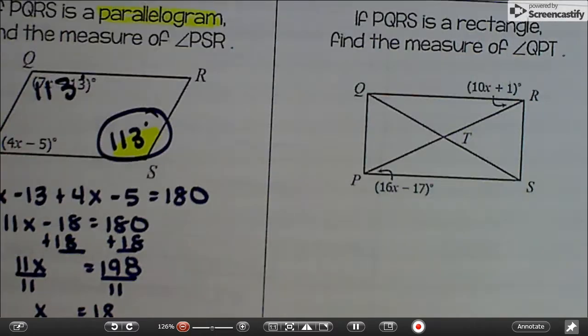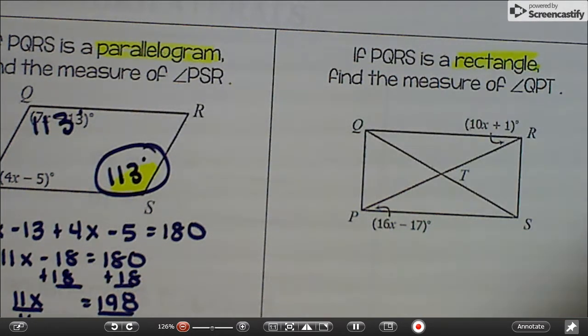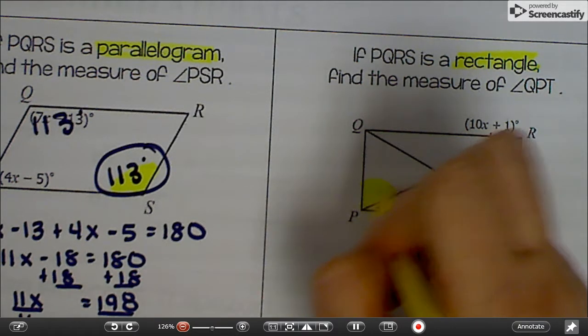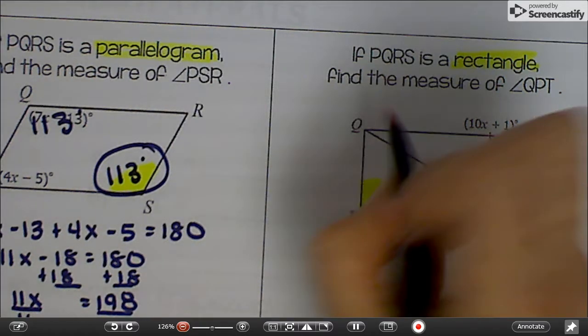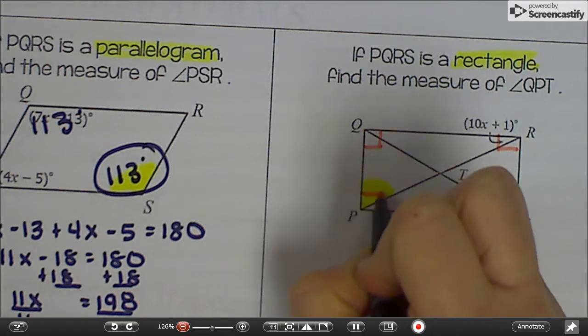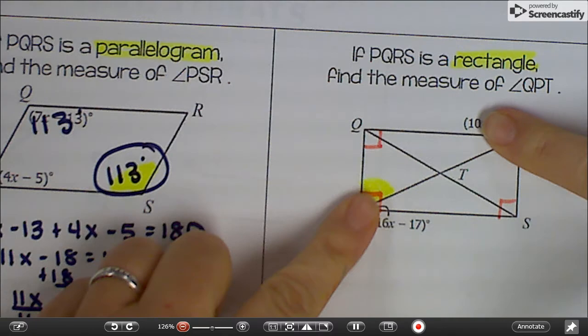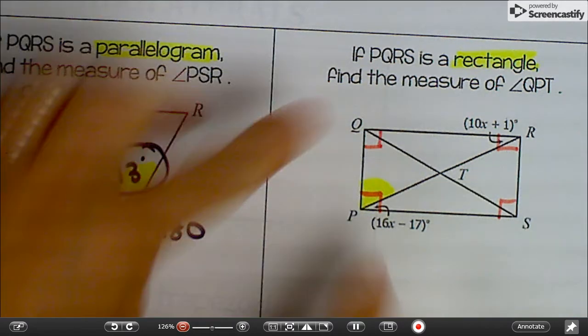All right, the next one says it's a rectangle, and we want the measure of QPT, so this angle right here. All right, so let's think about some things we know about rectangles. We know that in a rectangle, all the angles are 90 degrees. And we know that opposite angles are congruent, this one with this one, this one with this one. And consecutive angles are supplementary.